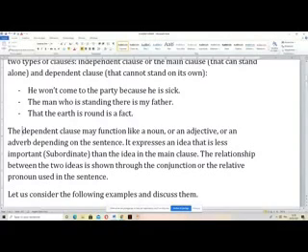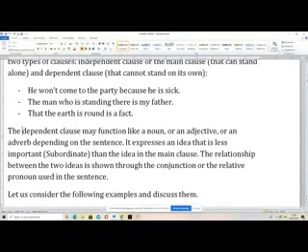That is, whenever we have a sentence with two clauses and a conjunction related to the two clauses, automatically we have a main clause that is more important, and we have the dependent or subordinate clause that is less important in terms of ideas or information than the main clause. So the relationship between the two clauses is shown through the conjunction or the relative pronoun used in the sentence.